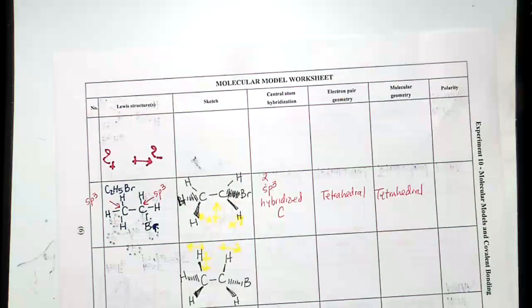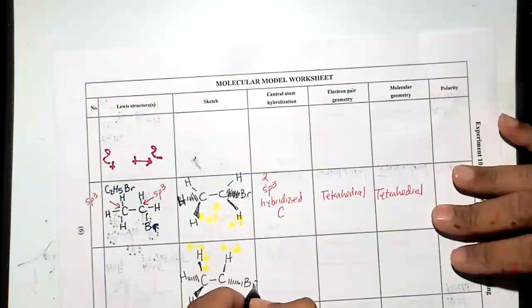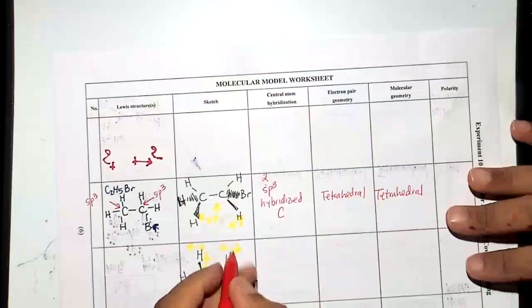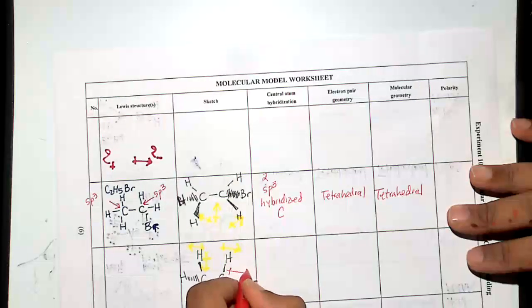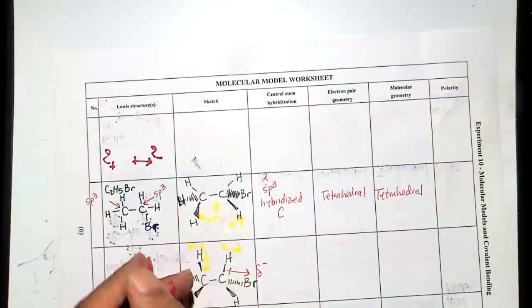And is this polar or nonpolar? The bromines, what will the bromines do? Okay, they're going to pull. The electronegative halogen, the bromine, will make this polar.